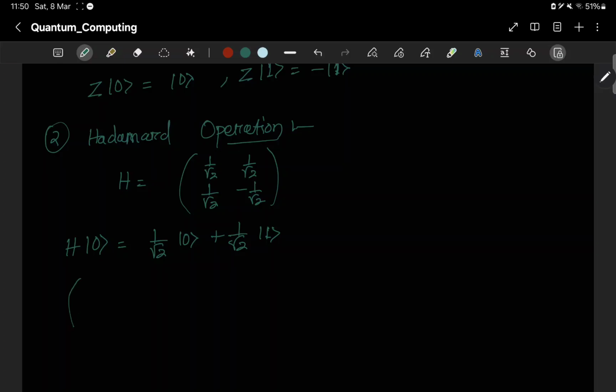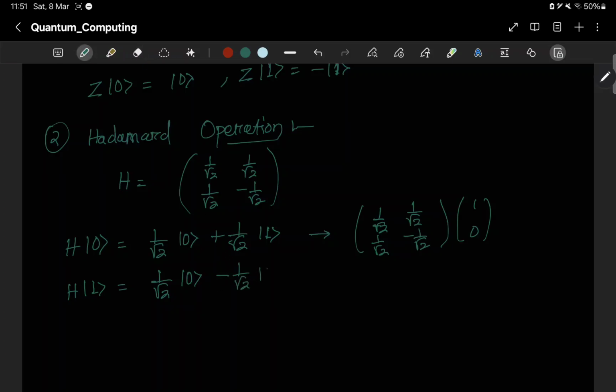So what does it mean? If we do not know how to get it, it's just a matrix multiplication: 1 by root 2, 1 by root 2, 1 by root 2, minus 1 by root 2, and the corresponding vector you have to multiply. For the case of 0, it should be 1 0, right? So this will give 1 by root 2, and this will give 1 by root 2, and they both will be plus, right? Similarly, if we apply Hadamard on 1, it will give us 1 by root 2 |0>, and there will be a minus in this case because there is a minus here, 1 by root 2 |1>, right?